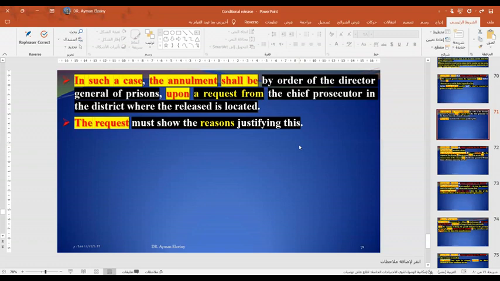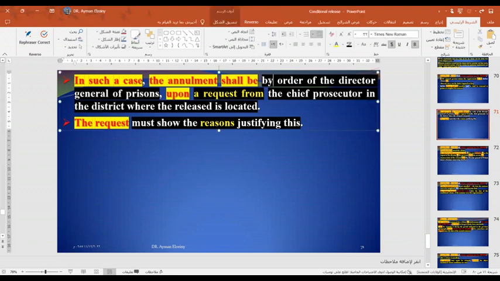In such case, the annulment shall be ordered by the Director General of the prisons. Okay. Upon the request from chief prosecutor in the district where the release is located, the request must show the reasons justifying such order.